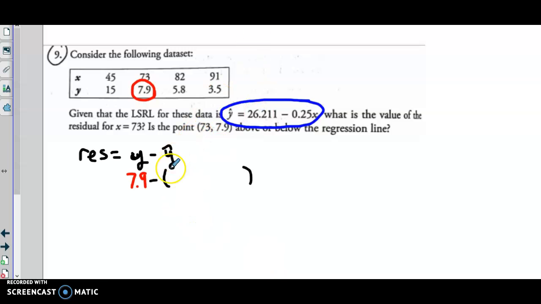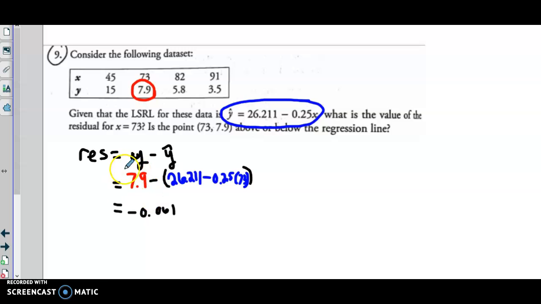So it's going to look like 26.211 minus 0.25 times 73. That value ends up being, when I subtract, I get a residual of negative 0.061. If you calculate that, I already calculated it. So there's my residual, and then I asked, is it above or below the regression line?